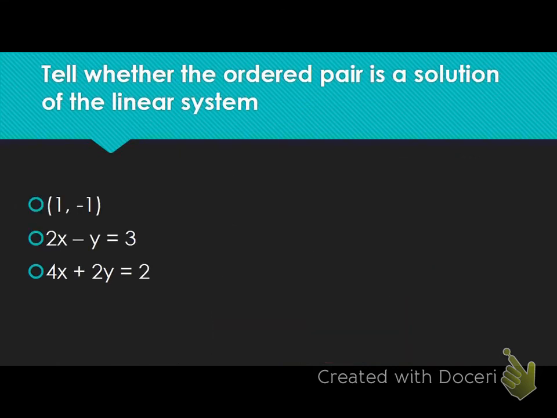Now we're going to test solutions. So in this slide, I have the ordered pair 1, -1, and they want me to tell whether or not it's a solution to the linear system. Basically, we're taking that ordered pair and we're plugging it in to both equations. You can't just say yes.